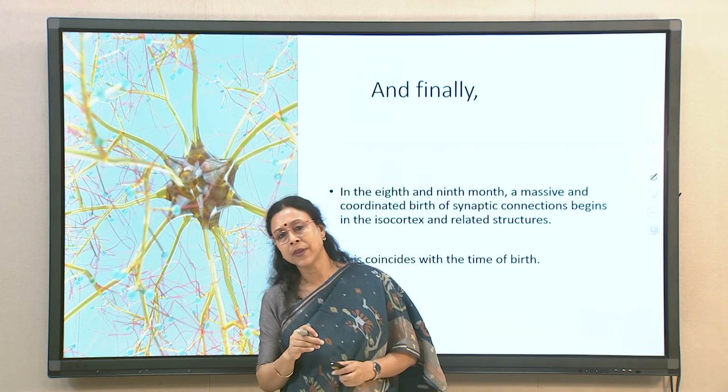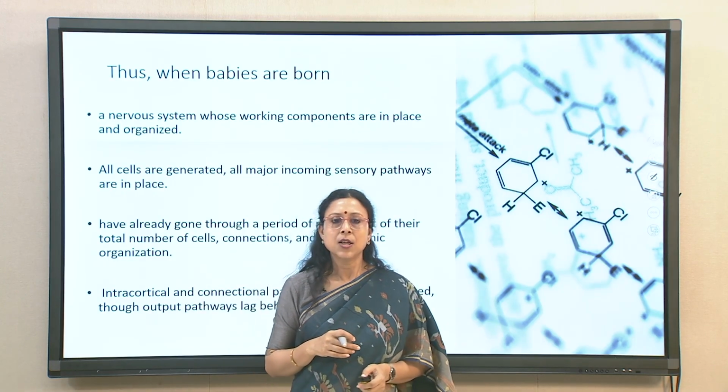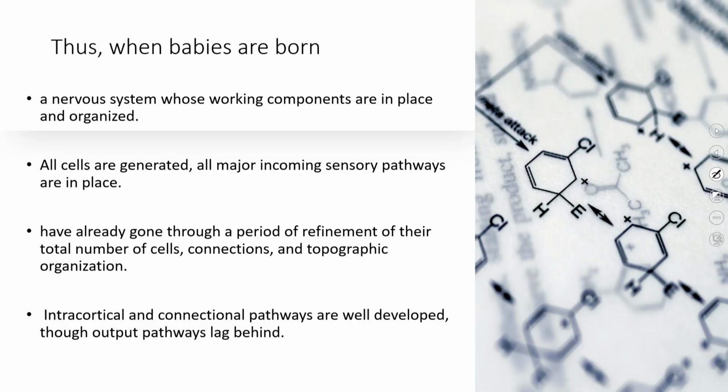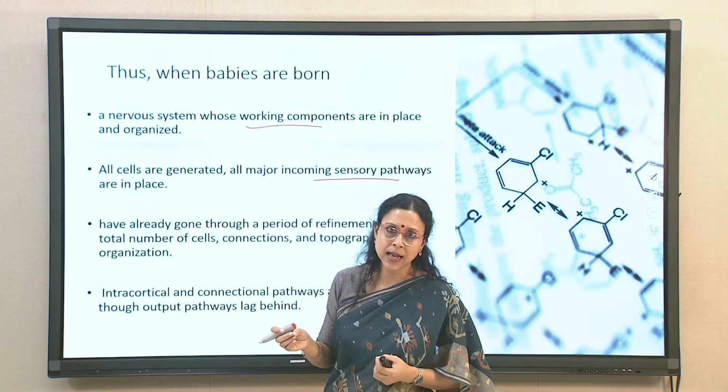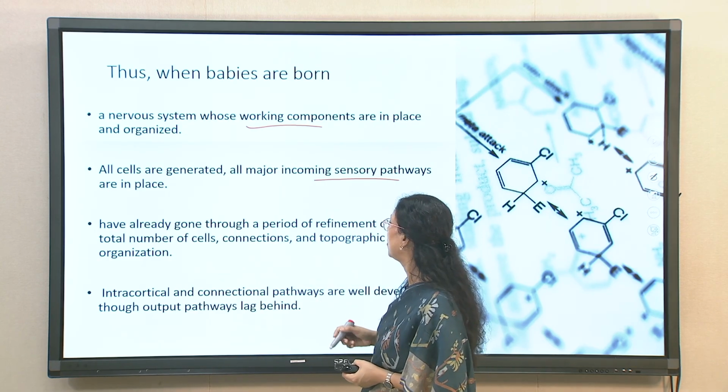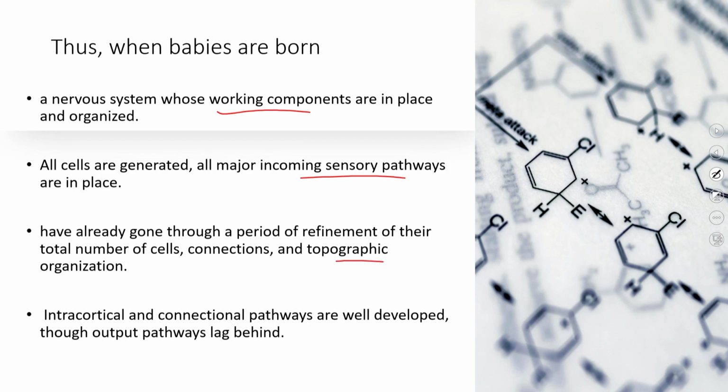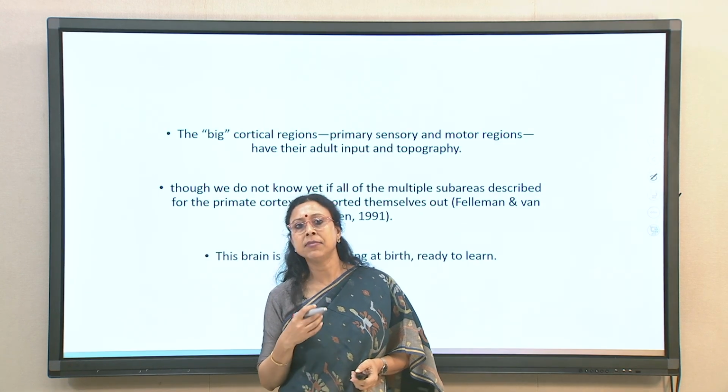Just before birth, a massive generation of synaptic connections begins. So, when the babies are born, there is a nervous system whose working components are all in place and organized. The basic architecture is already in place, all cells are generated, all major incoming sensory pathways are in place. They have already gone through a period of refinement of their total number of cells, because we have seen that neural death and pruning happen before birth already. So, the refinement has already happened, connections and topographic organization are also done, intracortical and connectional pathways are well developed, though output pathways are still lagging behind, but the input pathways are more well established around the time the baby is born.